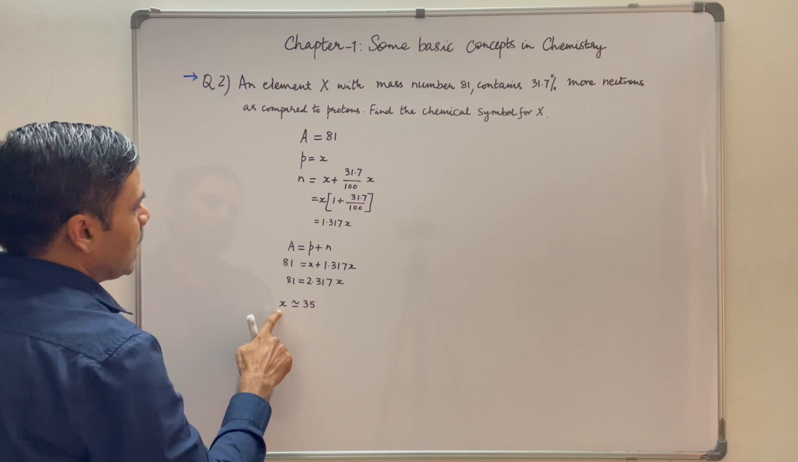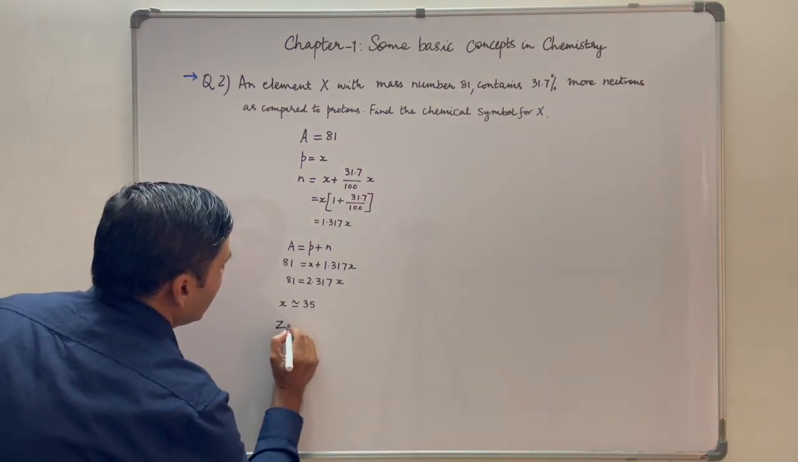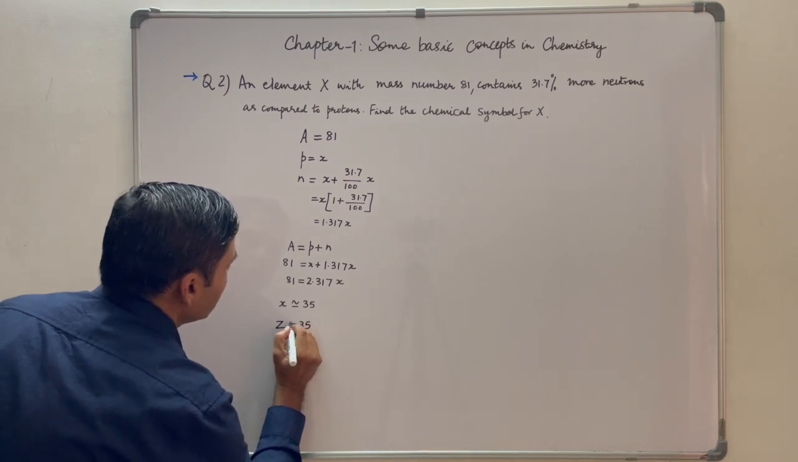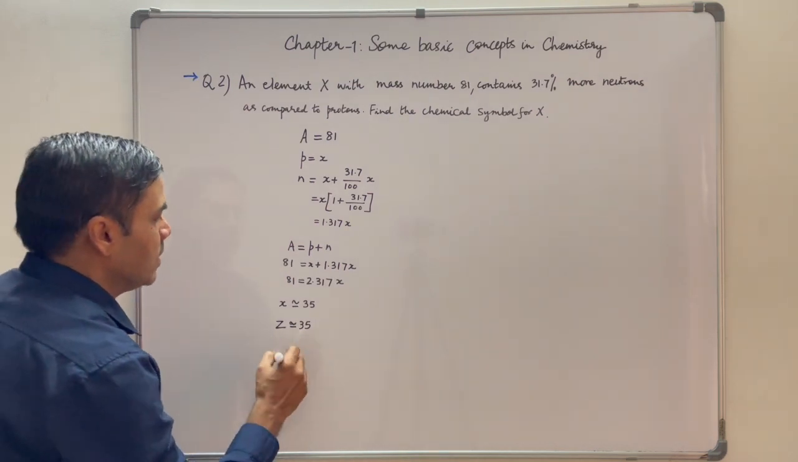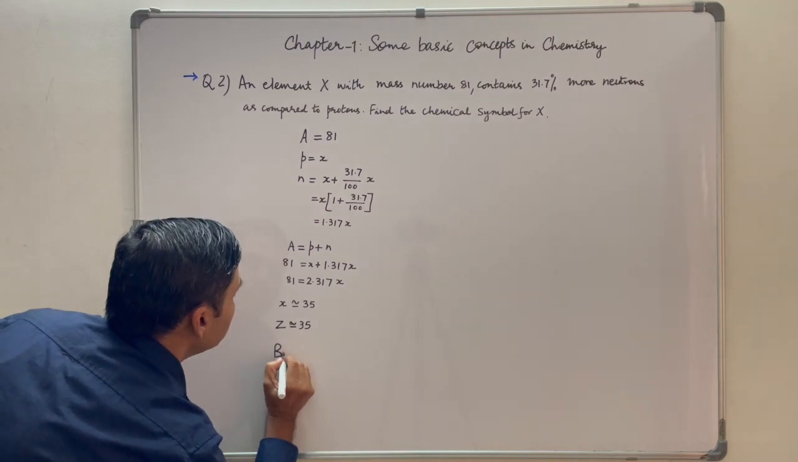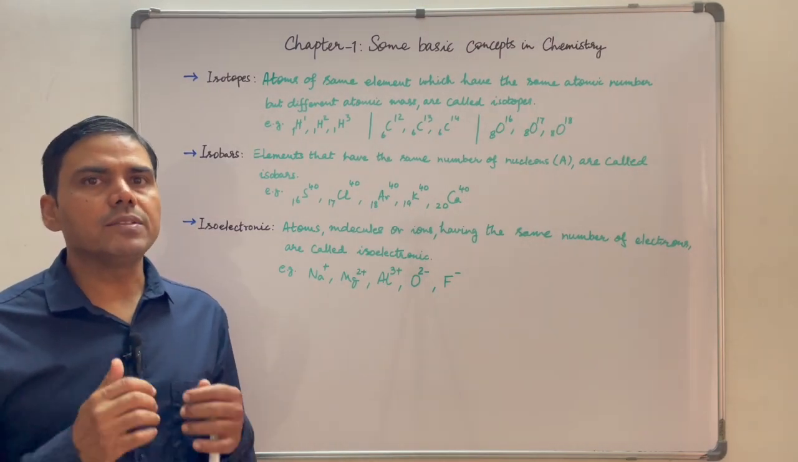Number of protons is nothing but atomic number. So Z is equal to 35, approximately, and that is the element bromine. So X is bromine, Br. Now we will see isotopes, isobars and isoelectronic.